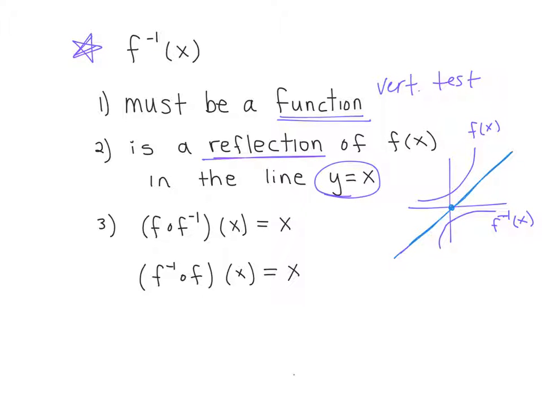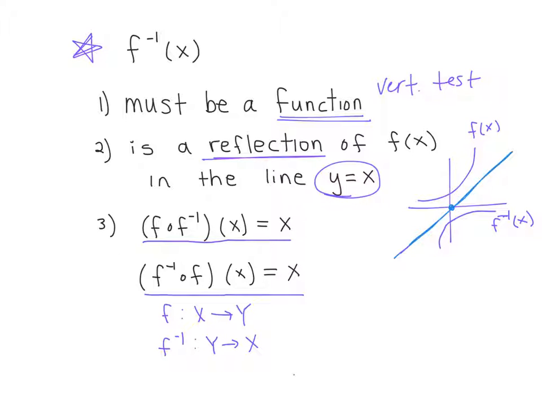The last one is f of f inverse of x is equal to x, and f inverse of f of x is equal to x. What does that mean? So let's look at the second one here. If we have f, the function, which maps from x to y, then we know that inverse of that function will map everything from y to x.